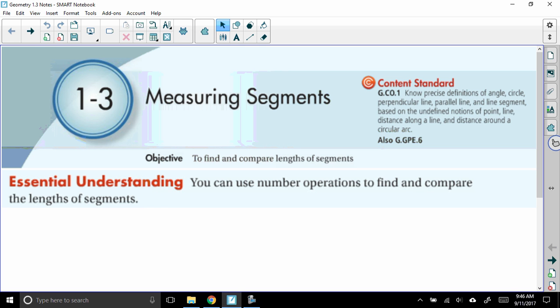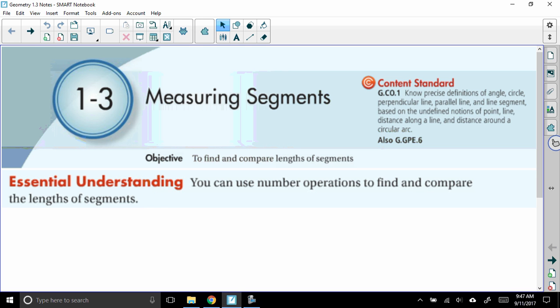So this is the third section out of the geometry textbook that we're using. It's a McDougal Littell book. It kind of corresponds to the Common Core Content Standard. So here it is, Chapter 1, Section 3, Measuring Segments. Now, my geometry class, they'll have a nice little packet of notes that they can follow along with, and basically they just have to fill in the blanks as they go. So hopefully this will go pretty quick.